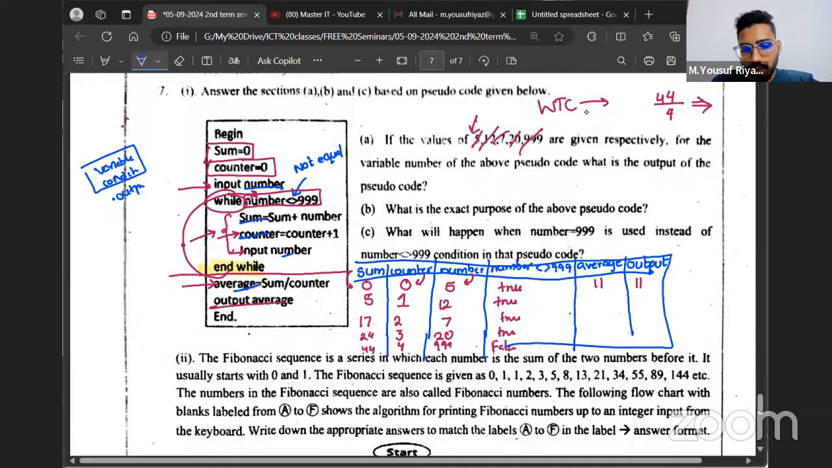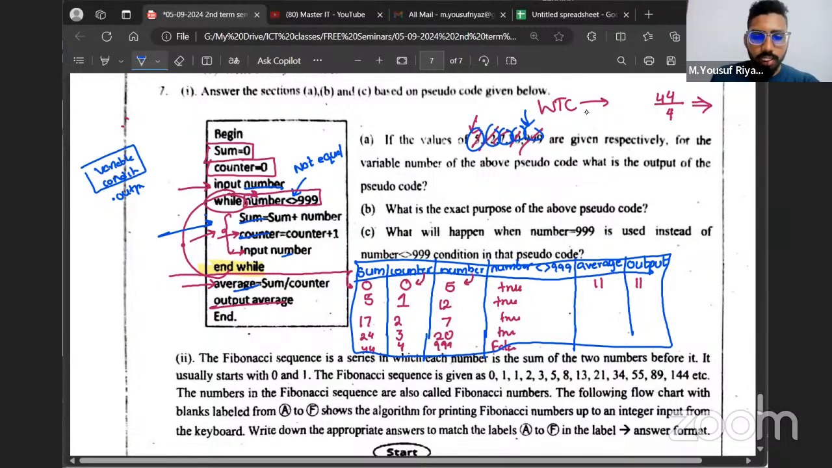Tell me all if you're clear how I found the answer. Yes or no? How did you get 4 into 44? Where is 4 into 44? The values are 5, 12, 7, 20. I got it from here by running this program. Nice, perfect. So always have the habit of doing the dry run to get these questions very easily.